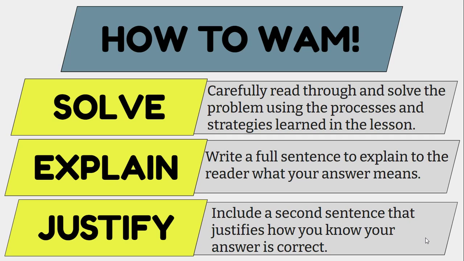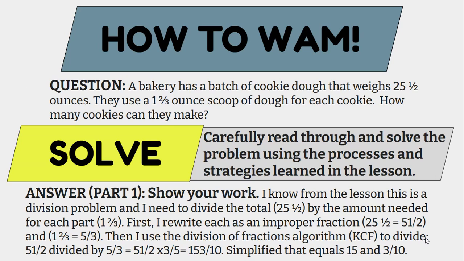So let's go through that step by step with a practice problem. This problem is an example out of lesson 1.06. If you're not familiar with this, you may not have gotten to that lesson yet, but if you have completed 1.06, this type of question should look familiar. So our question is that a bakery has a batch of cookie dough that weighs 25.5 ounces. They use a 1 2/3 ounce scoop of dough for each cookie. We want to know how many cookies they can make.